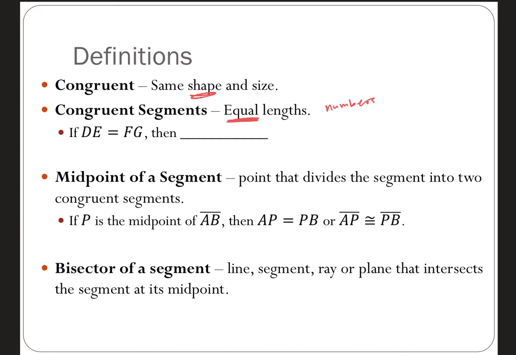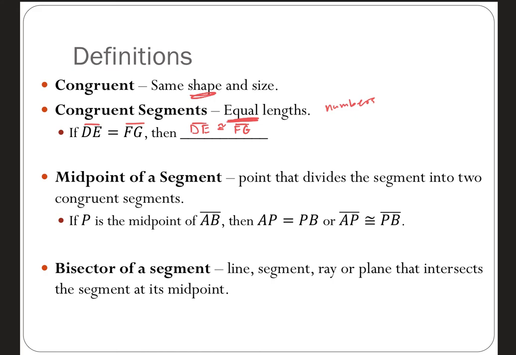So if segment DE, and I'll put the segment symbols on top, if segment DE is equal to segment FG, well then that means that segment DE is congruent to segment FG. Okay? If something is congruent, then it's also equal. If something is equal, then it's congruent.